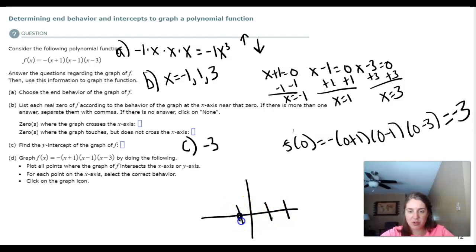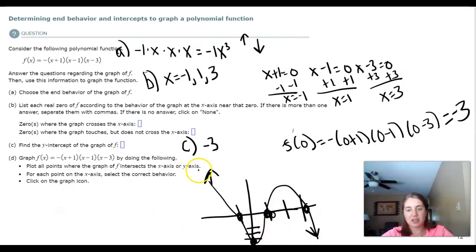So I have negative 1, positive 1, and 3. I also know it crosses the y-axis at negative 3. I know it needs to end up and down. So I go ahead and draw it looking like that. It's not perfect, but it works.